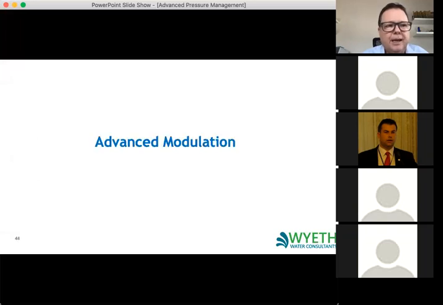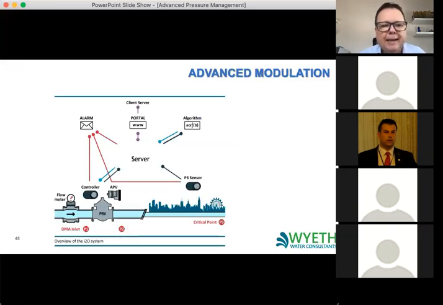So the next step is to look at advanced modulation. This is where we actually have permanent sensors that are installed in the field. These sensors would be logging flow, logging upstream and downstream pressure, and also logging pressure at your critical point. These sensors would send the data back to a server, and that server would then automatically create the new curve, the new algorithm.